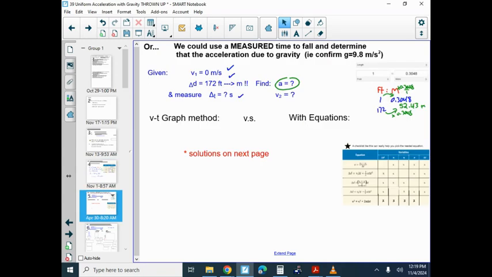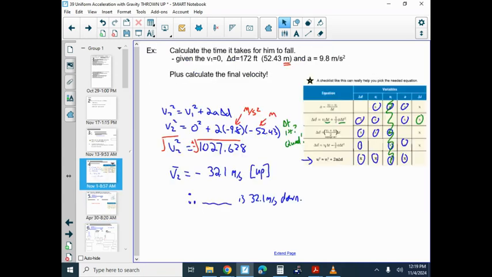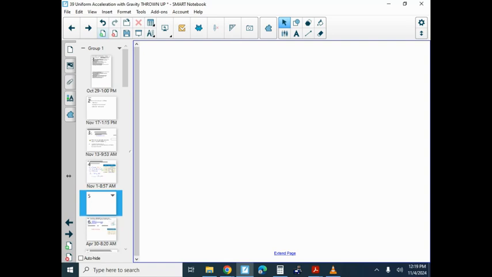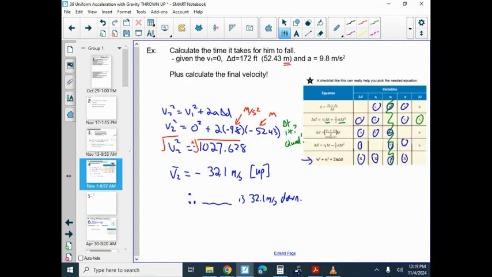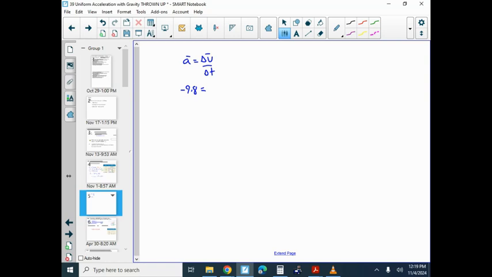I think I'm ahead of myself here, but I'm just going for it. If we look at the time, then we have acceleration equals delta V over delta T. And so we would have the negative 9.8, and we'd have the delta V, that number from the final velocity of 32.1. So the minus 32.1 velocity downward and the acceleration downward, signs matching. And so we solve out for time.